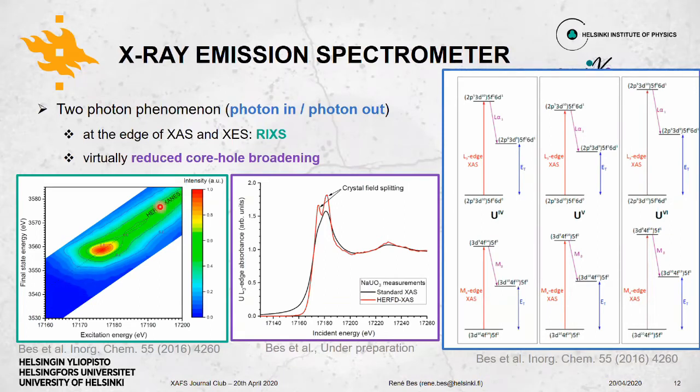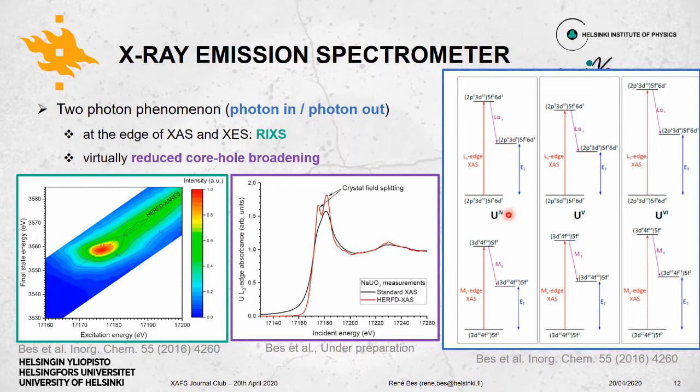which, thanks to the fact that you are in a two-photon phenomenon, virtually reduces the core-hole broadening of the features you have here. This is well seen in this picture of the sodium uranate measurement, where the black line is a standard X-ray absorption measurement and the red line is obtained using HERFD-XAS. And you can see we can resolve the two peaks corresponding to the crystal field splitting of the 6d electrons in this compound.